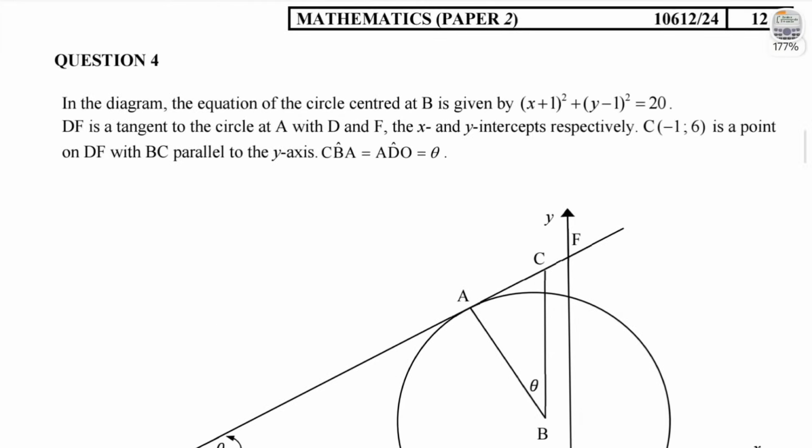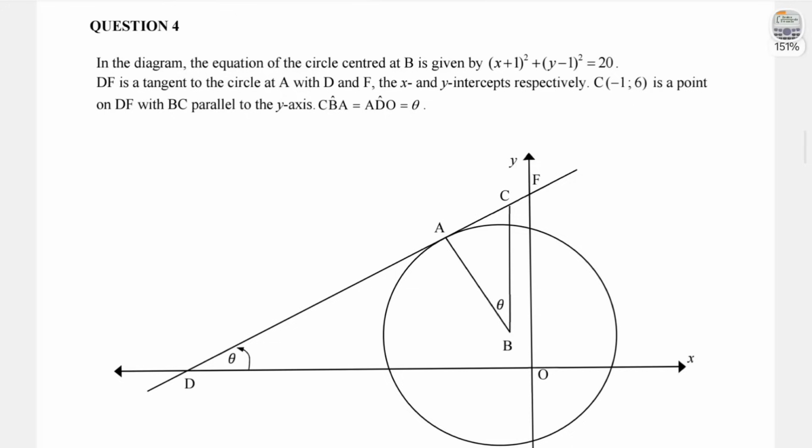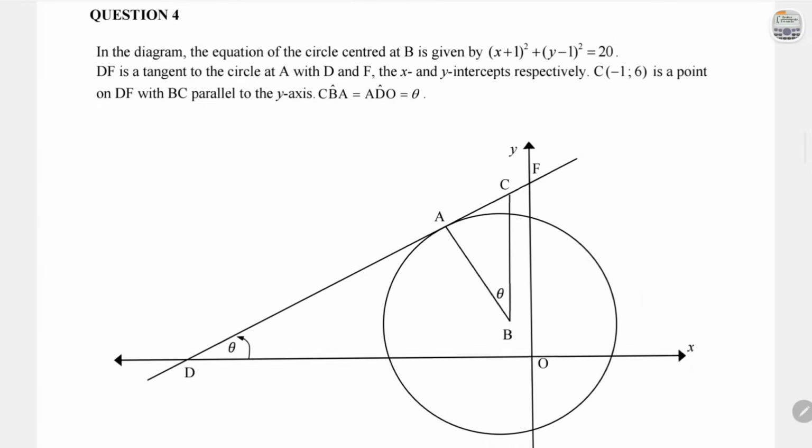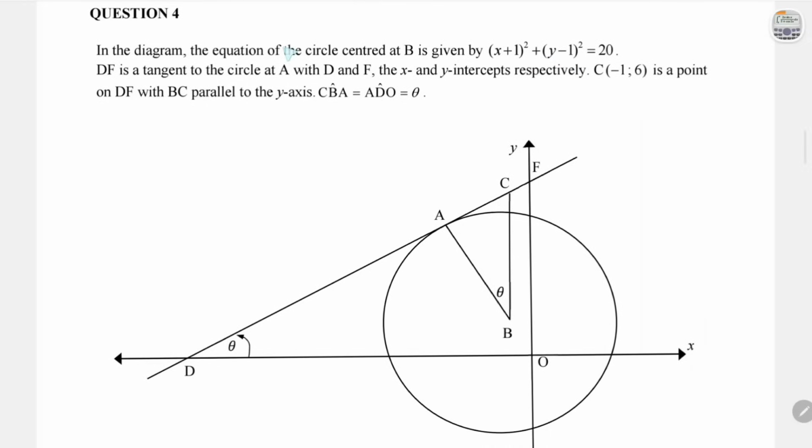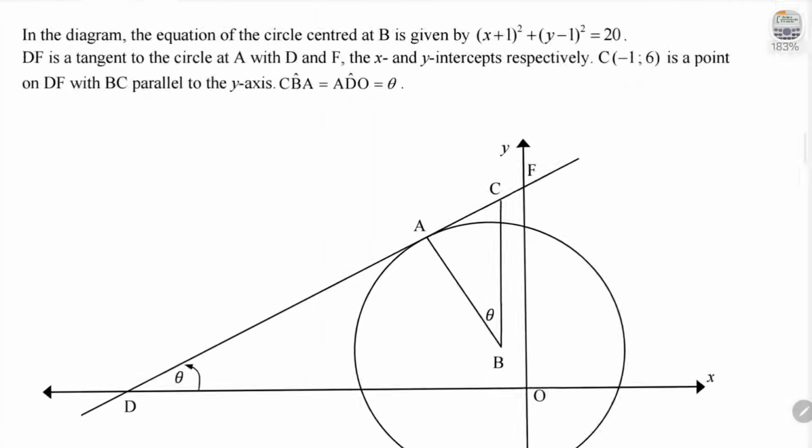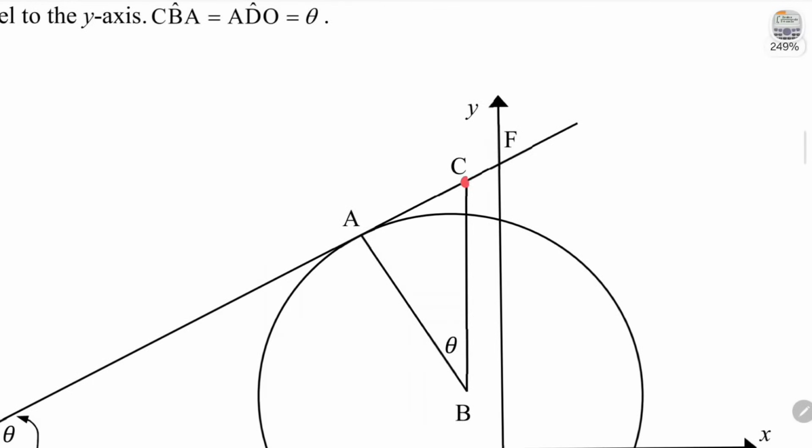Question 4 says, in the diagram, the equation of the circle centered at B is given by the equation x plus 1 all squared plus y minus 1 all squared is equal to 20. And then they tell us that DF is a tangent to the circle at A with D and F the x and y intercepts respectively. C is negative 1 and 6, so we should probably put that down. This is negative 1 and 6.